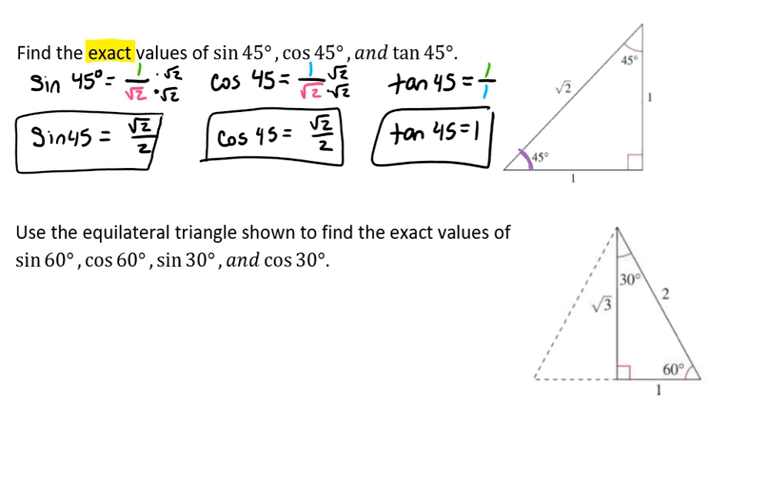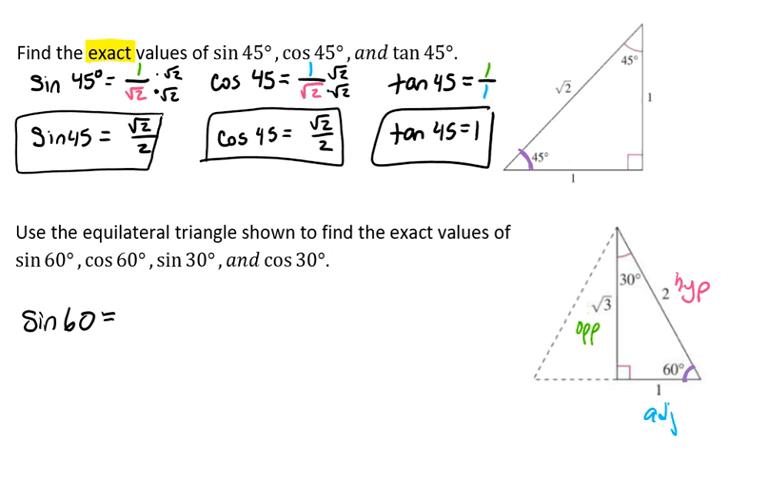Now, if we use the equilateral triangle shown here to find the exact values of the sine of 60 degrees, the cosine of 60 degrees, the sine of 30 degrees, and the cosine of 30 degrees, we're going to first need to start off by picking what we're going to do. So we'll just go in order. We're going to find the sine of 60 degrees first, which means our angle of interest is going to be this 60 degrees right here. So this is going to be our opposite, this is going to be our adjacent, and of course this is going to be our hypotenuse.